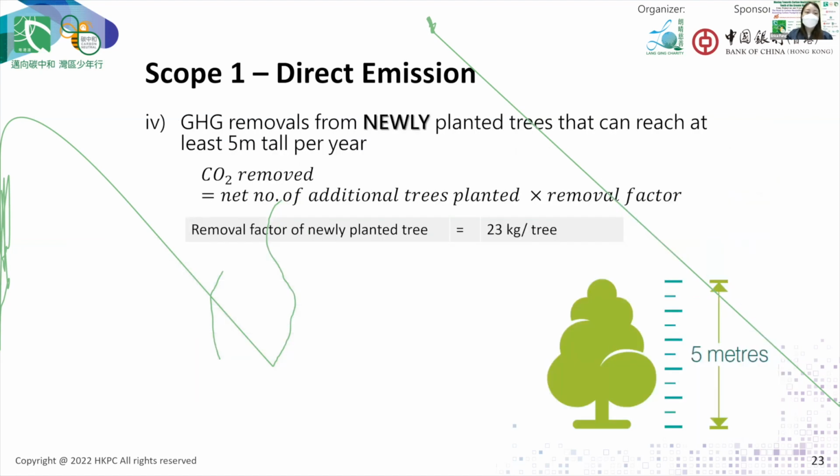The fourth one is the greenhouse gas removal from newly planted trees that can reach at least 5 meters tall per year. For the CO2 removal, the calculation is the number of additional trees planted multiplied by the removal factor. According to the guideline that I mentioned earlier, the removal factor is 23 kg per tree.